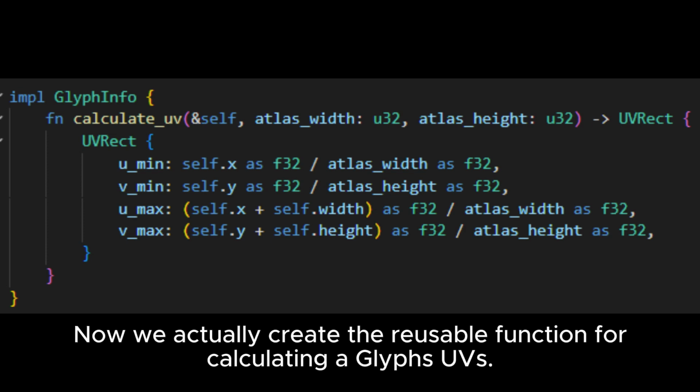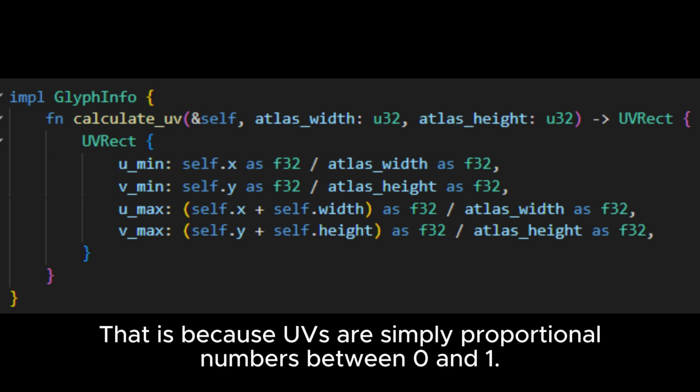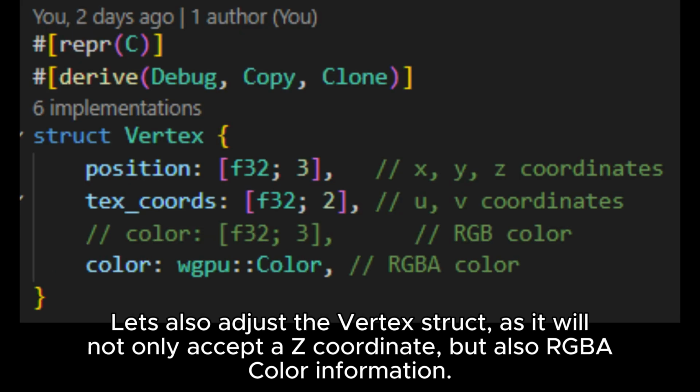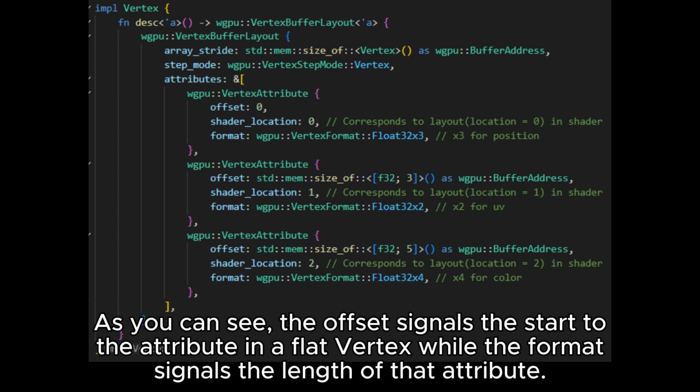Now we actually create the reusable function for calculating a glyph's UVs. Of course, it is dependent on the atlas dimensions. That is because UVs are simply proportional numbers between 0 and 1. Let's also adjust the vertex struct, as it will not only accept a z-coordinate, but also RGBA color information. Of course, since we will be supplying additional data on the vertex, we will need to update its buffer layout. As you can see, the offset signals the start of the attribute in a flat vertex while the format signals the length of that attribute.